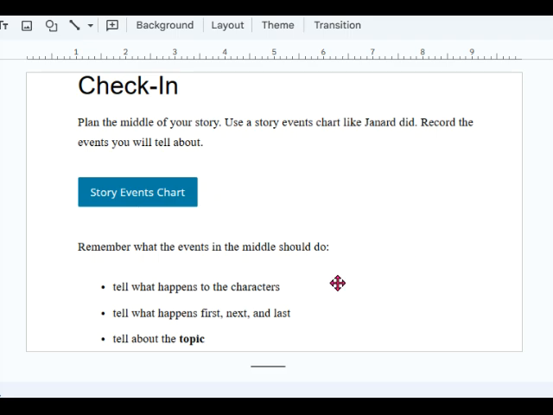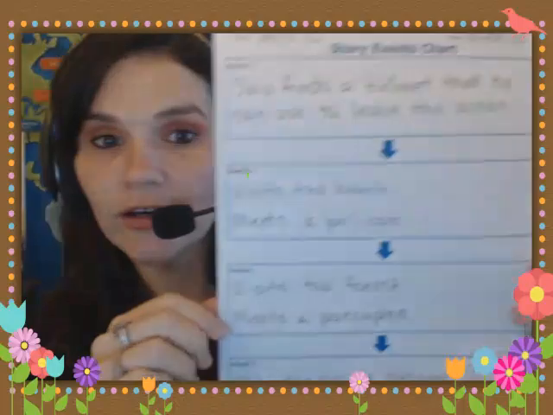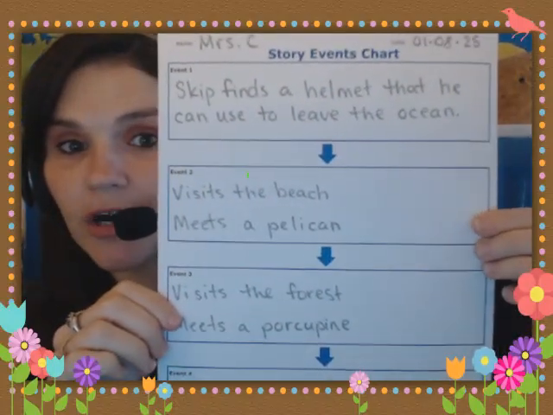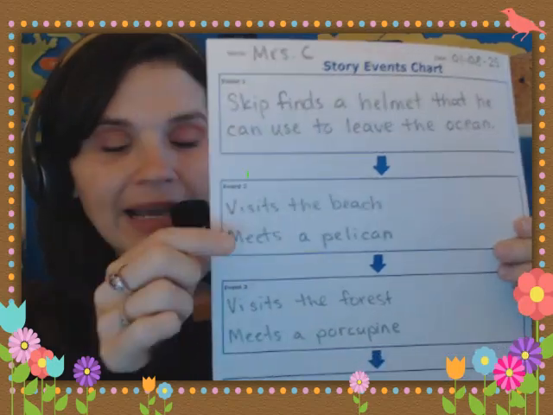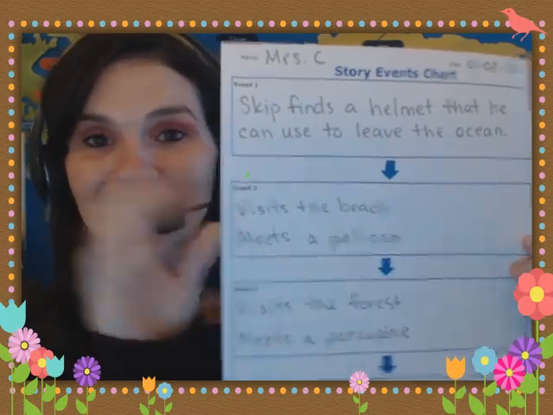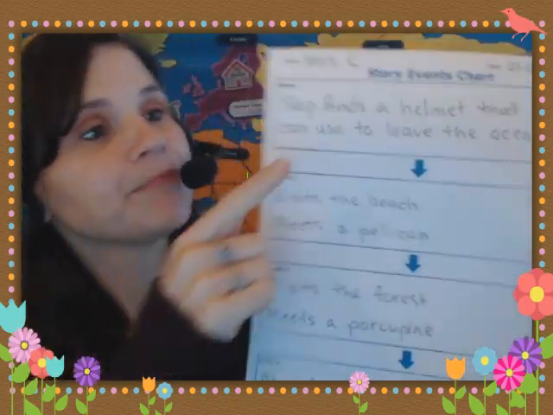Remember what the events in the middle should do. They should tell what happens to the characters. They should tell what happens first, next, and last. And they should tell about the topic. So here is my printed story events chart. And here are my ideas. Some of these are sentences like this one, and some of them are just ideas and they're not complete sentences. That's okay. This is just planning.